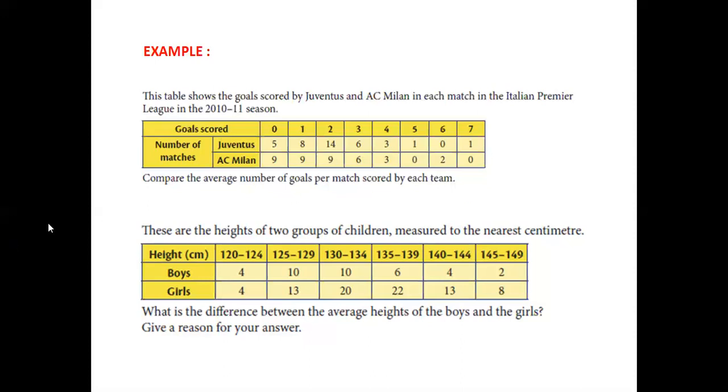And next example, these are the heights of two groups of children measured to the nearest centimeter. It's heights of two groups, as you see, boys and girls. In the first group, we have 4 boys. In the first group, girls also 4. The second group, 10, 10, and so on. And how many boys and girls?